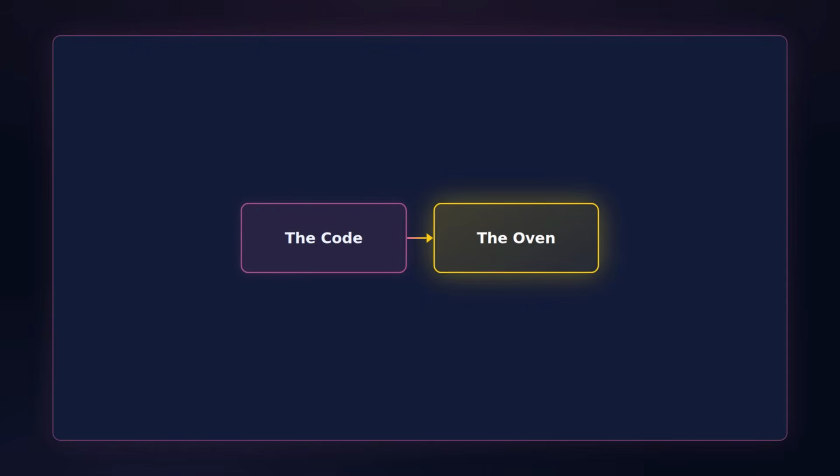The box was never really about the code. It was about giving every kitchen the exact same oven, so your work never depends on luck again.